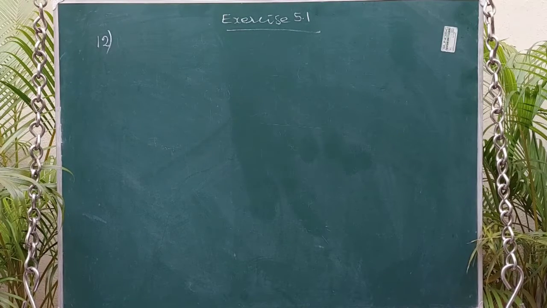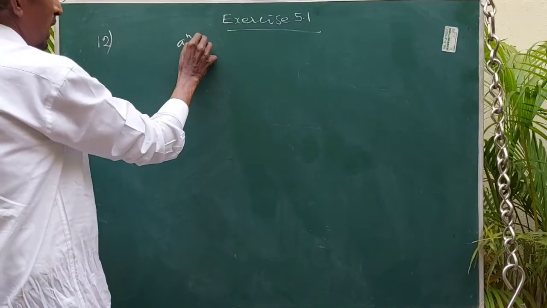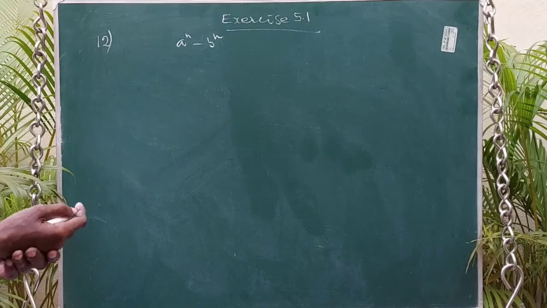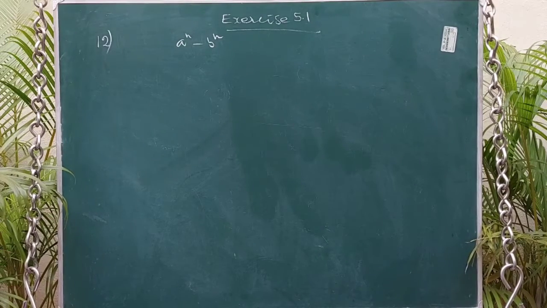Exercise 5.1, question number 12. If a and b are distinct integers, prove that a minus b is a factor of a power n minus b power n, whenever n is a positive integer. My dear student, listen, the hint is given in the question itself.